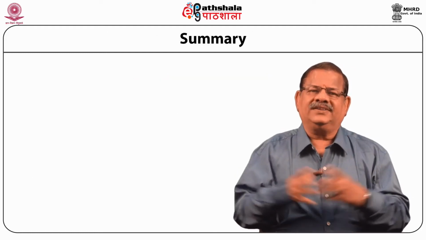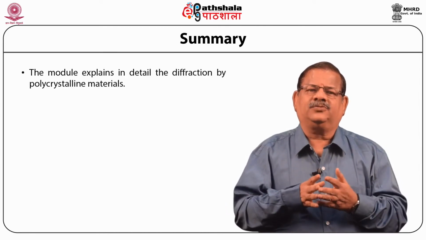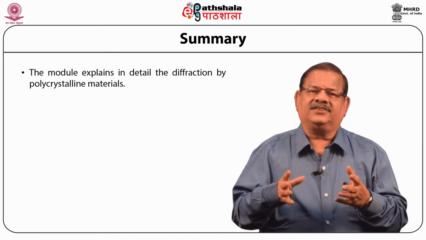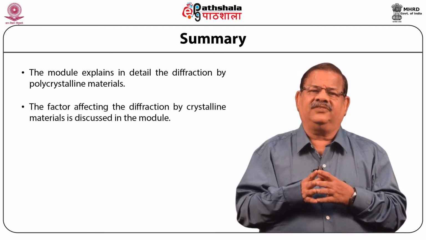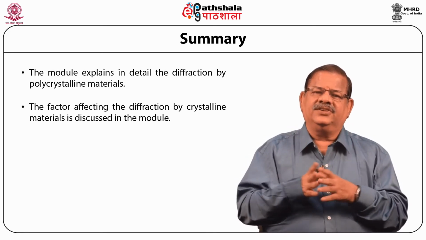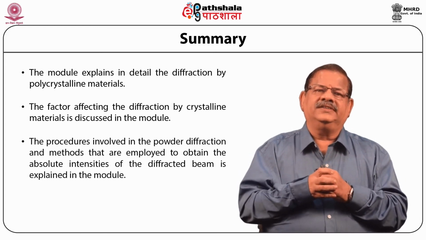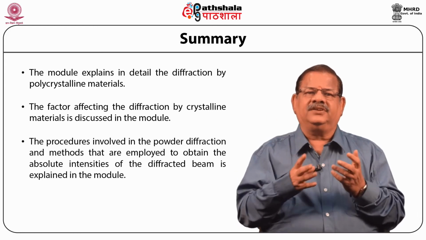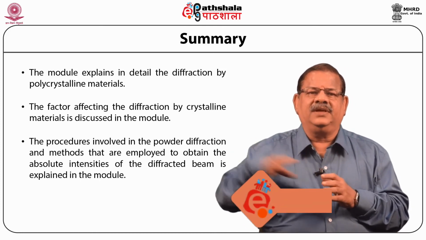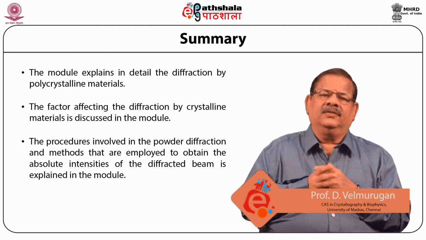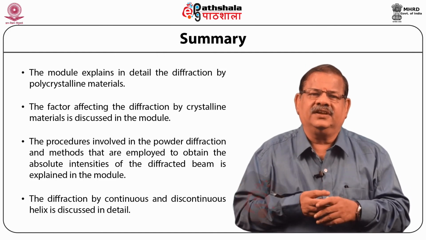So, students, let us summarize what we have learned so far in this module. The module explained in detail the diffraction by polycrystalline materials. The factors affecting the diffraction by crystalline materials were also discussed in this module. The procedures involved in powder diffraction and the methods that are employed to obtain the absolute intensities of the diffracted beam were also explained in the module. The diffraction by continuous and discontinuous helix was discussed in detail.